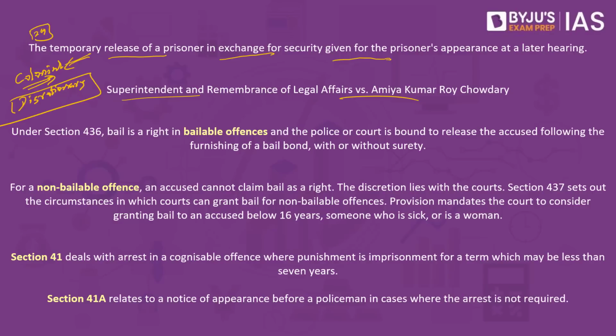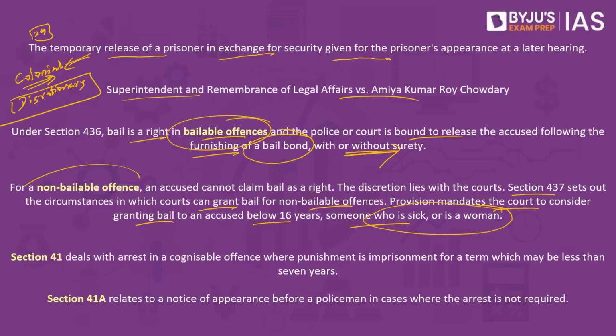So what this article goes on to say is, if you look into the present system, how is the present system of awarding bail in the CRPC? Under section 436, bail is a right in bailable offences, and the police or court is bound to release the accused following the furnishing of a bail bond with or without surety. Then we have another important section, section 437, which sets out the circumstances in which courts can grant bail for non-bailable offences. The provision mandates the court to consider granting bail to an accused below 16 years, someone who is sick, or a woman. When it comes to awarding bail, you can categorize offences into bailable and non-bailable.